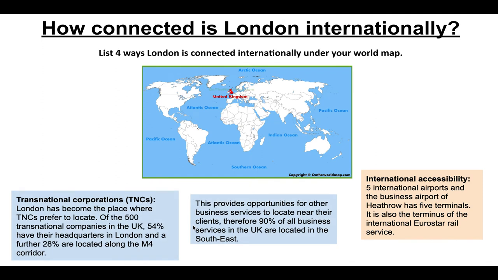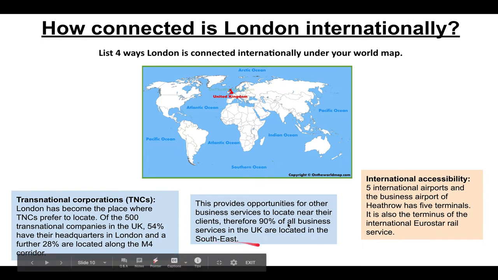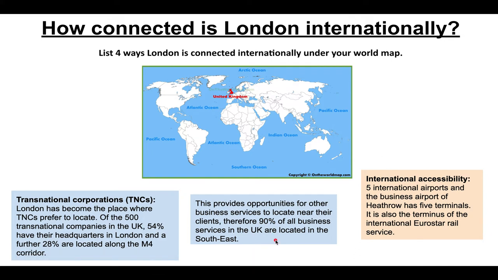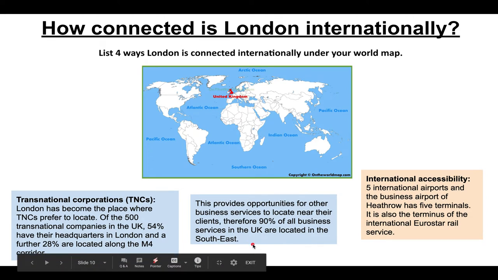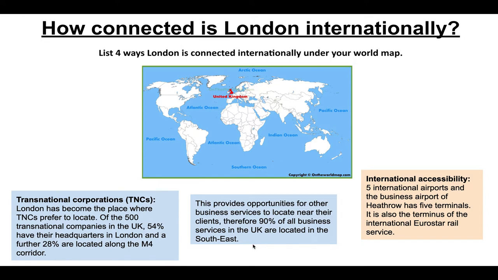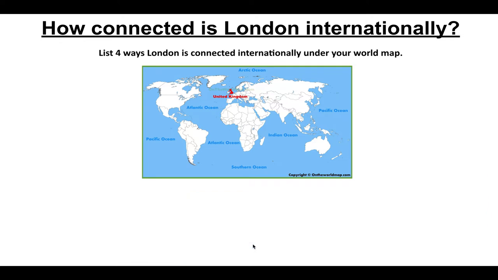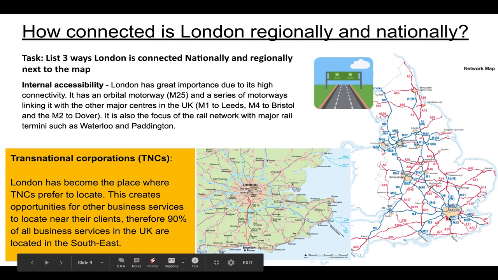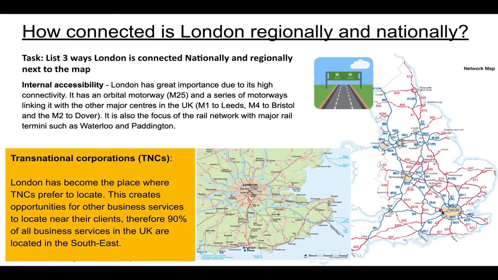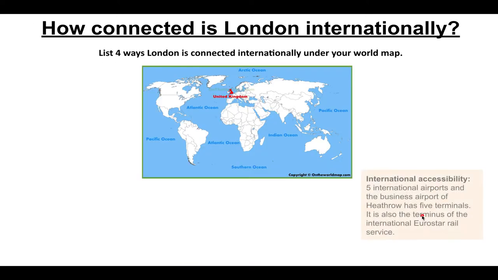Transnational corporations, we've discussed this a little bit already. So this second box here, you've already got about 90% of all business services in the UK are located in the southeast. The bit that you haven't got necessarily is that out of 500 transnational companies in the UK, 54% of them are based in London. Okay, and a further 28% are located along the M4 corridor. If you want to know where the M4 corridor is, I'll show it to you. Look at this motorway map here. So this motorway that stretches out west, the M4, has a huge number of major businesses based on it.